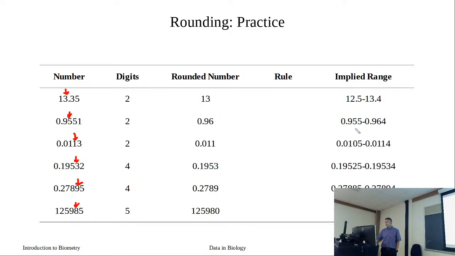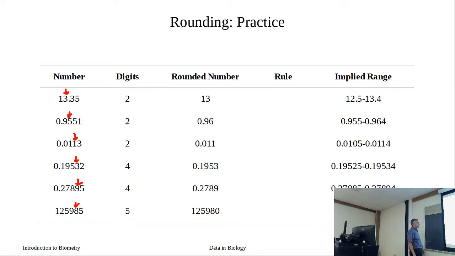0.96, our implied range, 0.955 up to 0.964. Again, we have 0.96. It could be any of these values in between here. 0.011, 0.0105 up to 0.0114. That's our implied range for this one. 0.1953, 0.19525 up to 0.19534. 0.2789 is 0.27885 up to 0.27894. And then our last one, 1260, goes 1259.75 up to 1259.84.